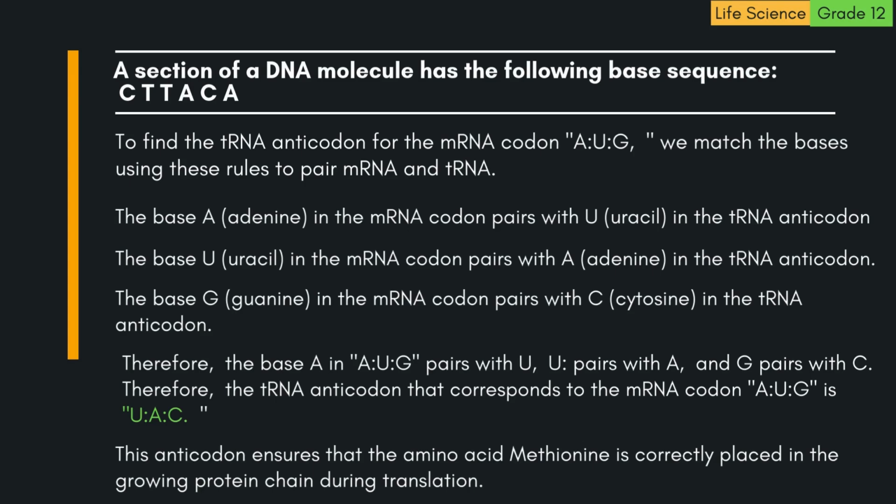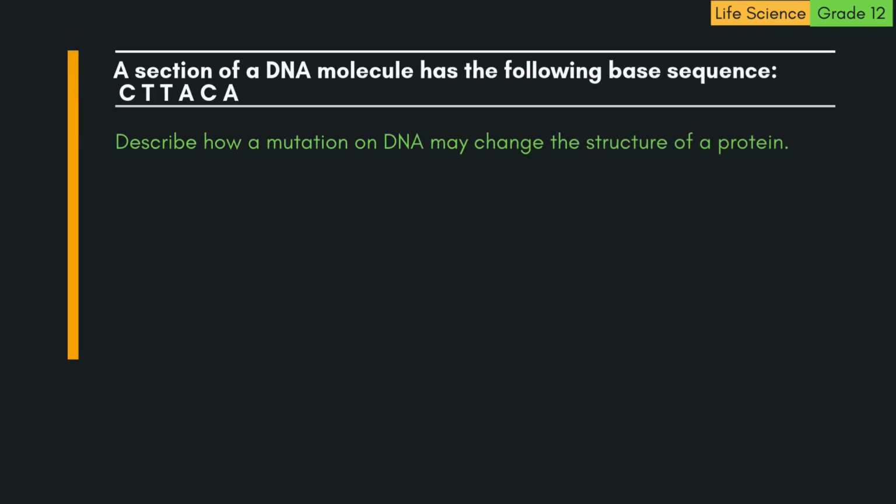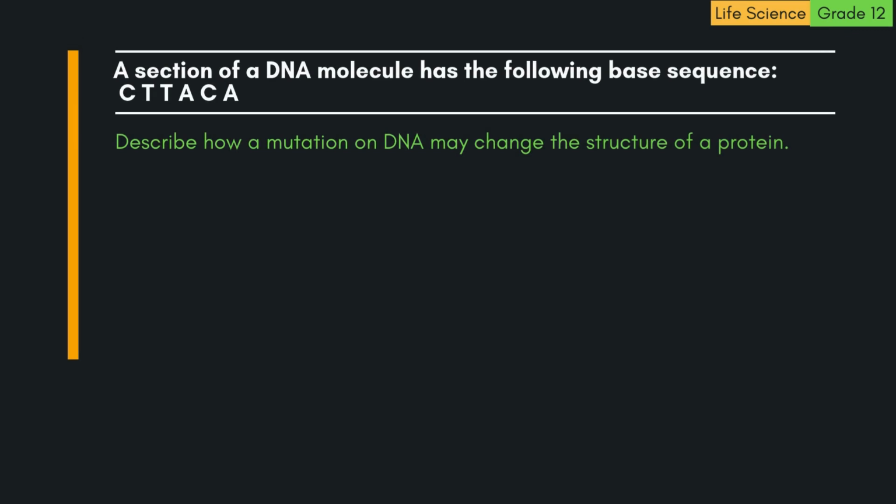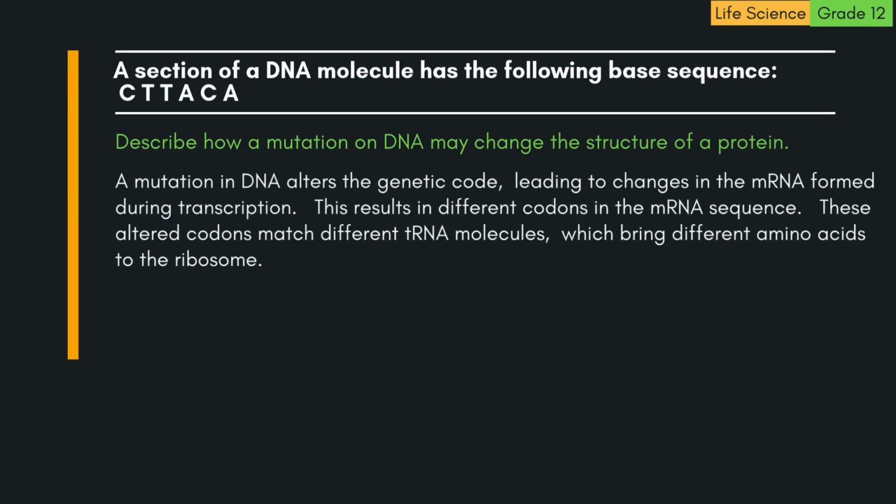This anticodon ensures that the amino acid methionine is correctly placed in the growing protein chain during translation. Question: describe how a mutation on DNA may change the structure of a protein. A mutation in DNA alters the genetic code, leading to changes in the mRNA formed during transcription.